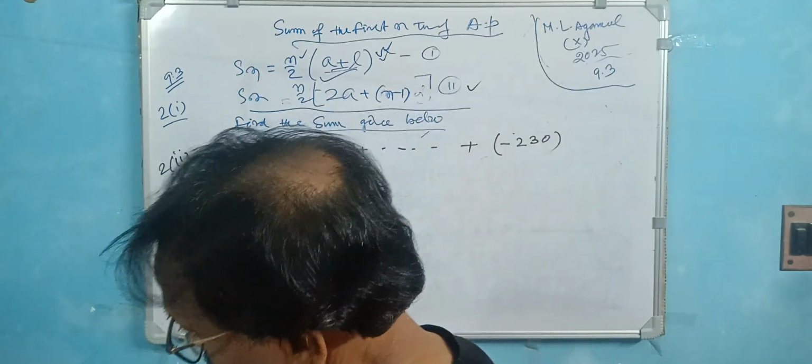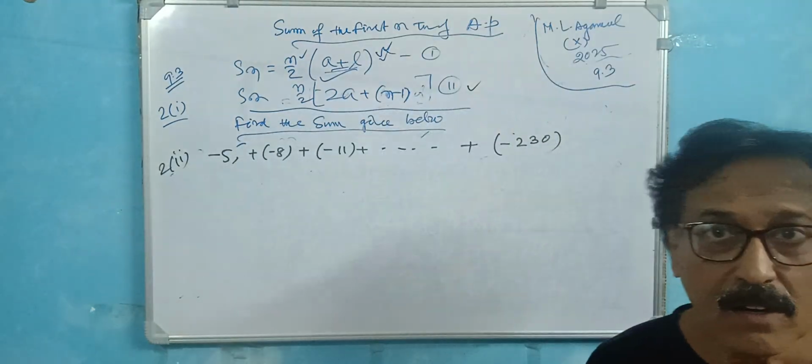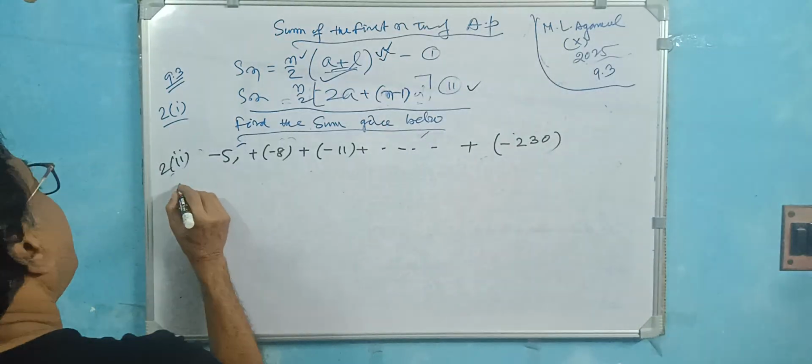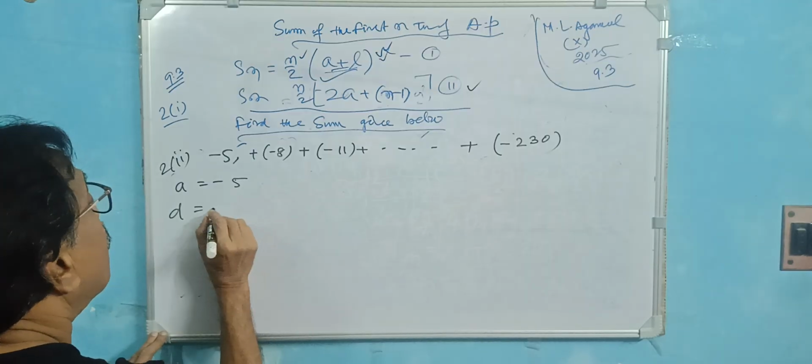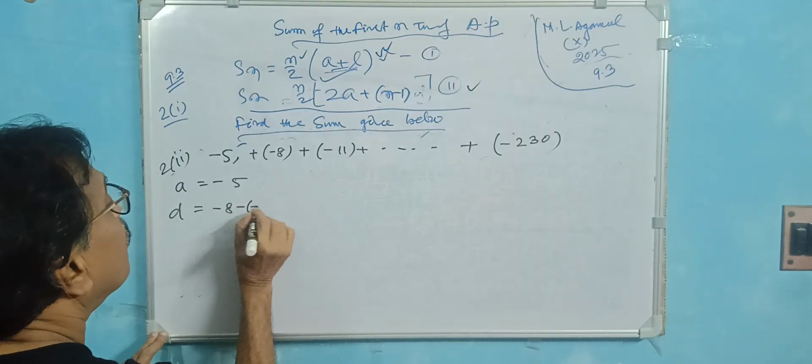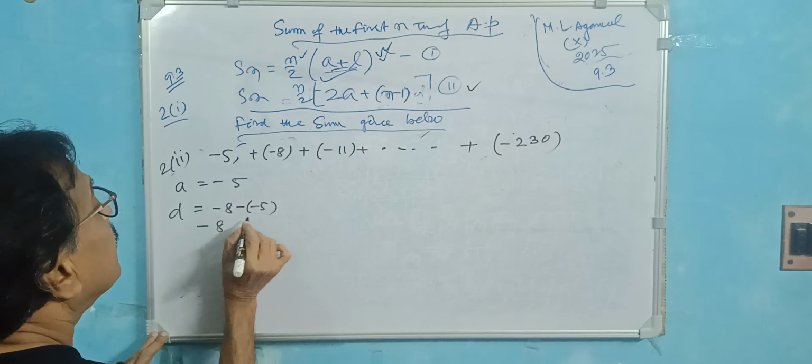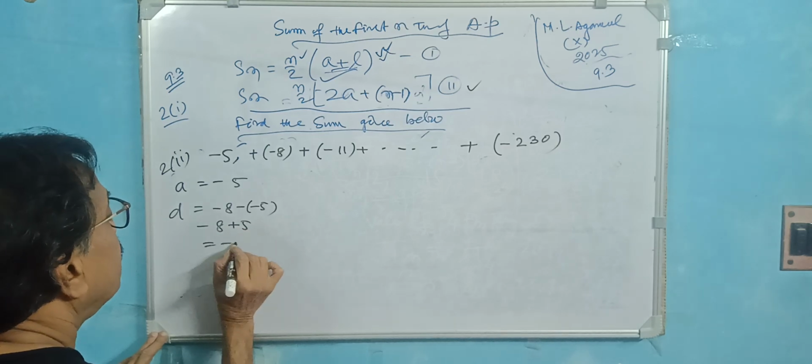Same problem, no problem at all. What to do? So a is minus 5. So d is minus 8 minus of minus 5. That is minus 8 minus minus 5, which is minus 8 plus 5. So this is minus 3. Is it clear?